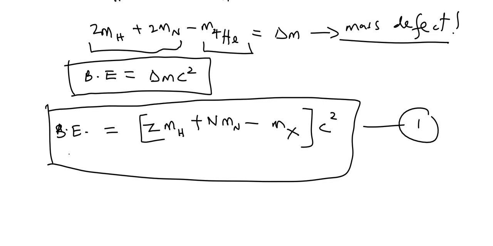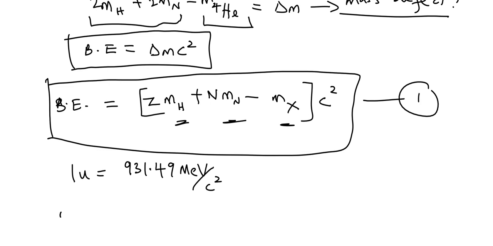Now, we know that the masses of the hydrogen and of the neutron number of the particular nucleus are in atomic mass unit U. So what we do is we convert that U to MeV, because the unit of energy will be in MeV. So if these masses are in atomic mass units, then 1 U is approximately 931.49 MeV per c squared.